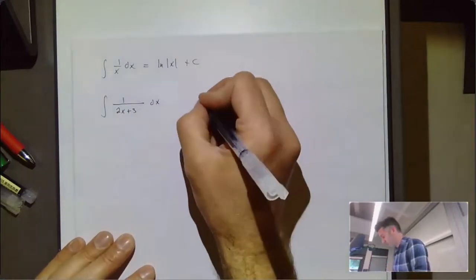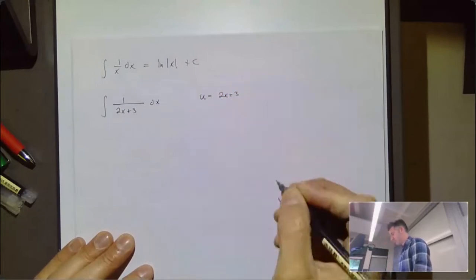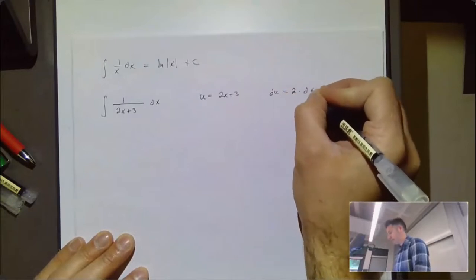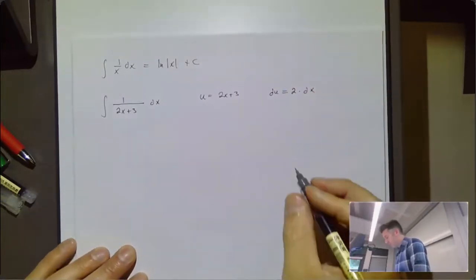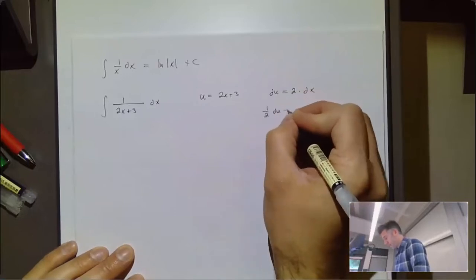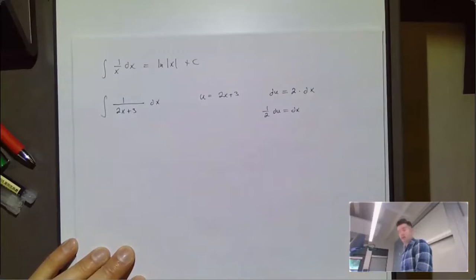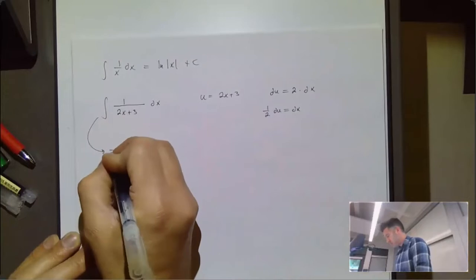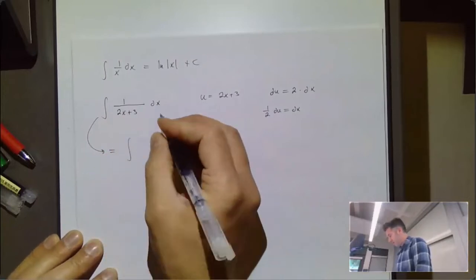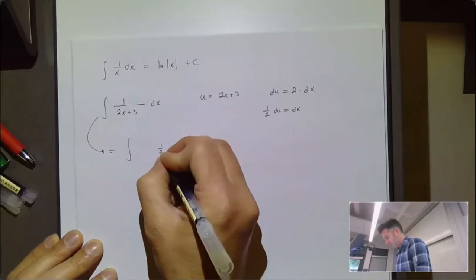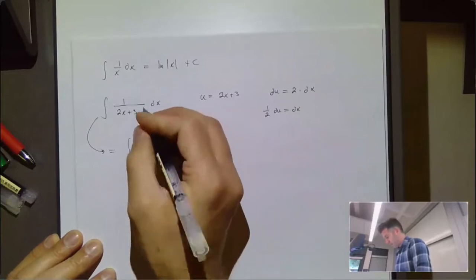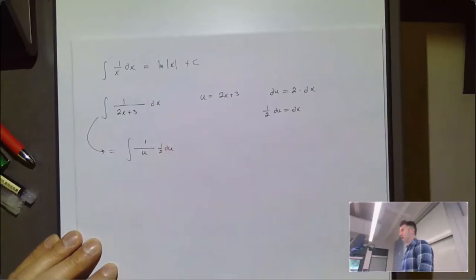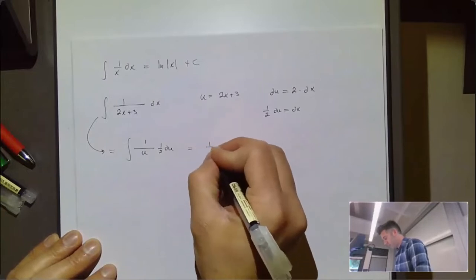So let's let u equal 2x plus 3. Our du is going to be 2 times dx, or as I would prefer, 1/2 times du is going to equal dx. So let's see, rewriting my integral here, I'm going to have the integral of, well, dx is going to be 1/2 du. That's my dx. And then I'm going to have a 1 over u. Okay, 1/2 sticks around. That's a multiple.